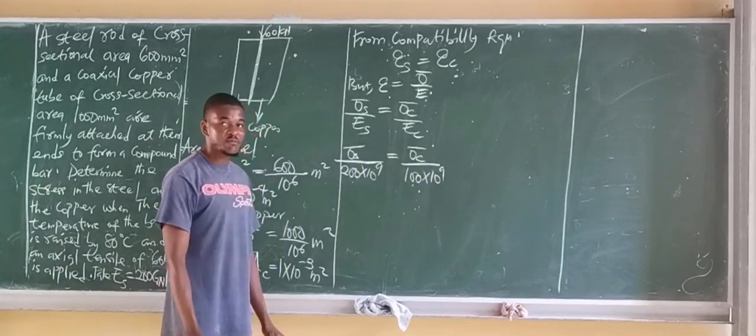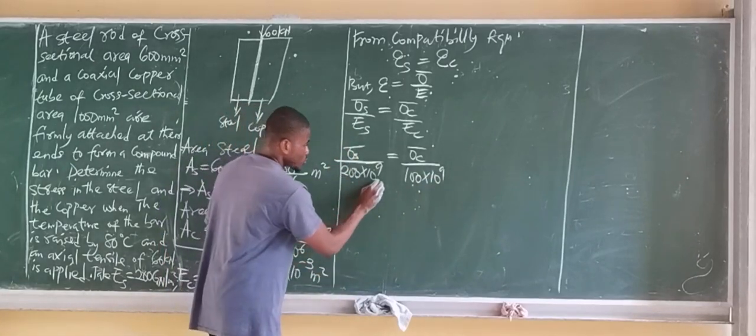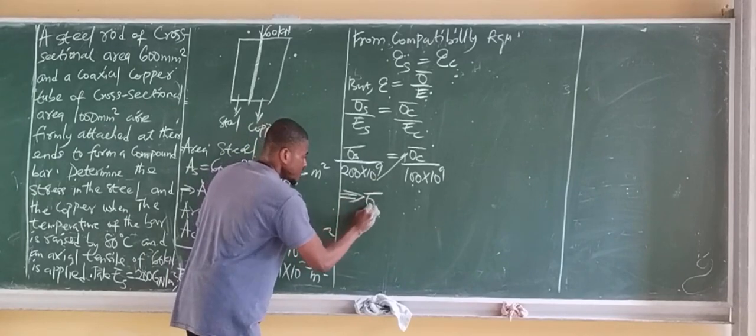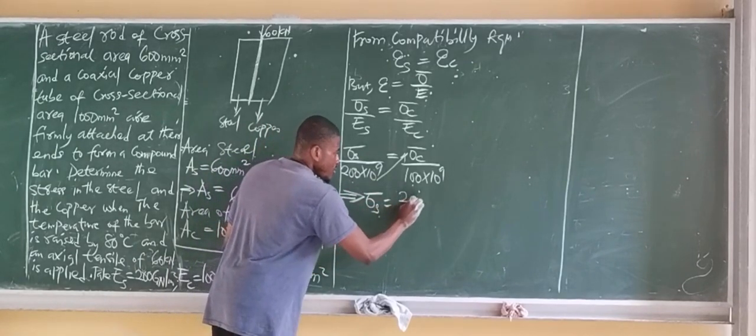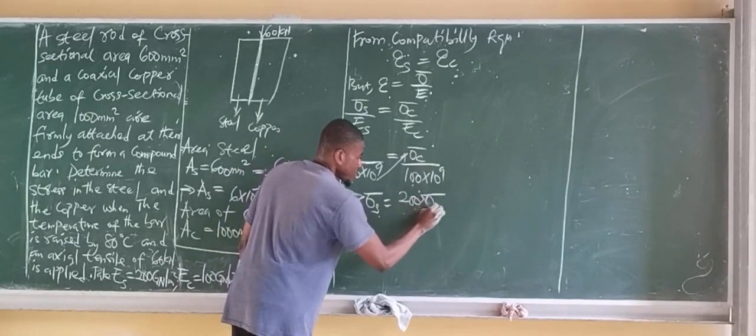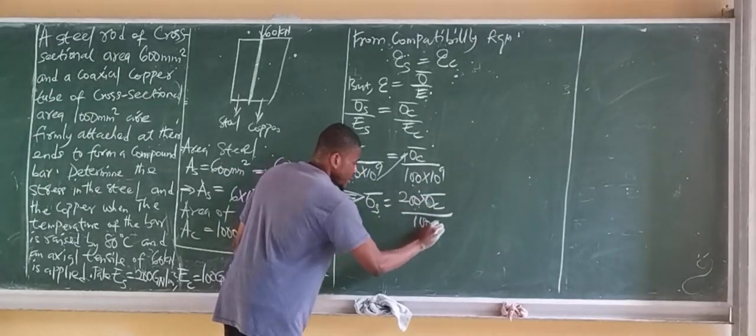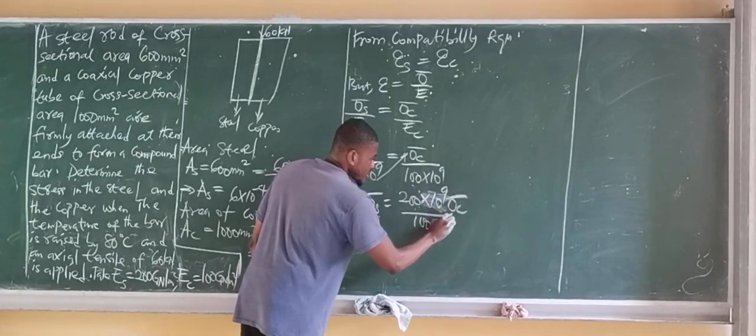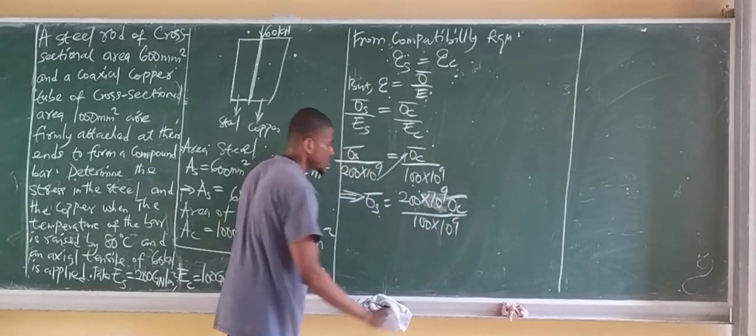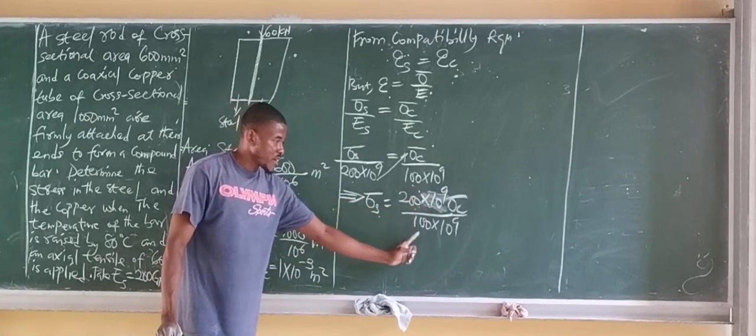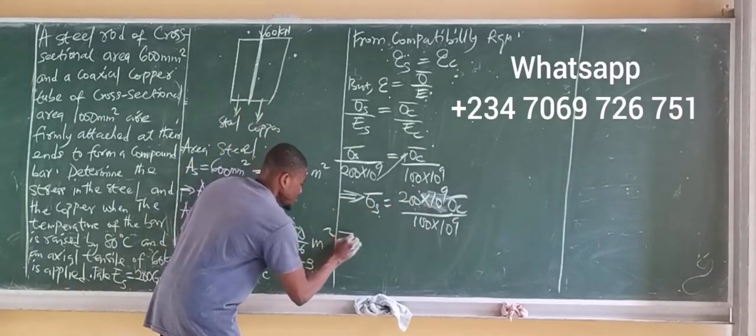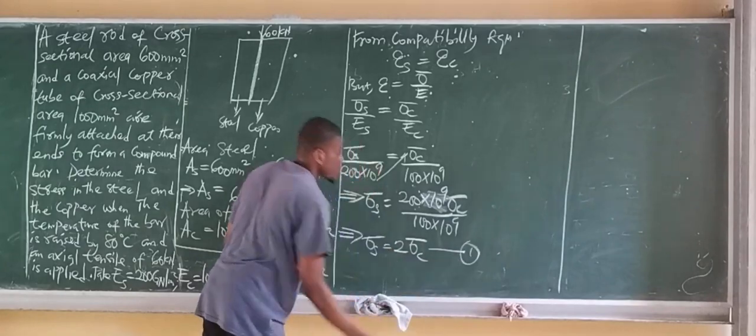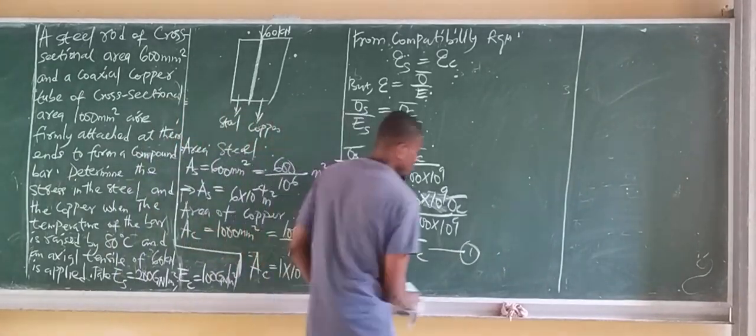Okay, so at this point, let's make stress of steel the subject of the formula. Simply cross multiply, so this multiplies by stress of copper. That means stress of steel is 200 times 10 to the power of 9 multiplied by stress of copper, all over 100 times 10 to the power of 9. So 200 times 10 to the power of 9 divided by 100 times 10 to the power of 9 simply equals 2. That means the stress of steel is actually 2 times the stress of copper. You can call this equation 1.